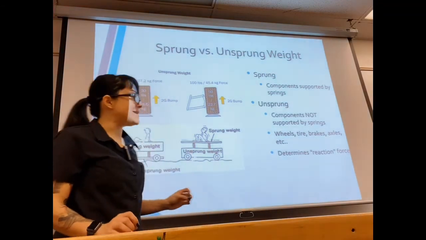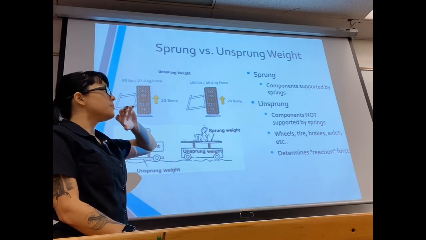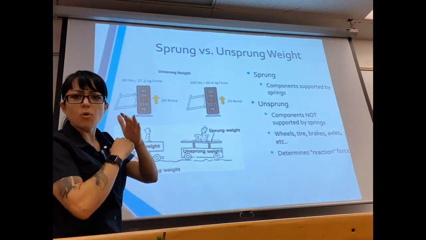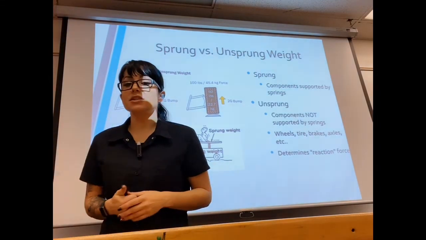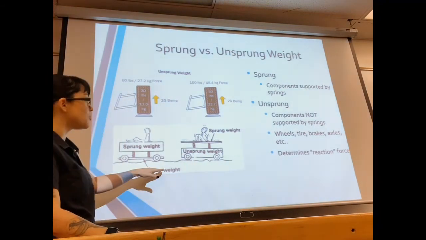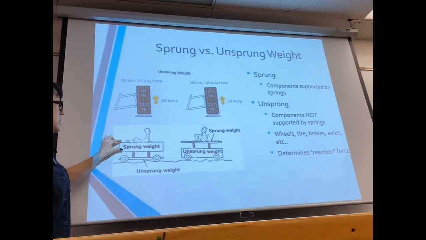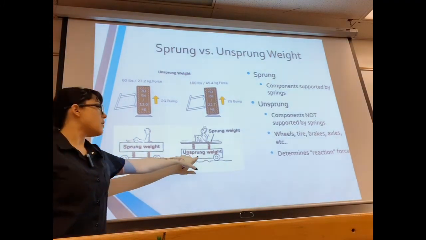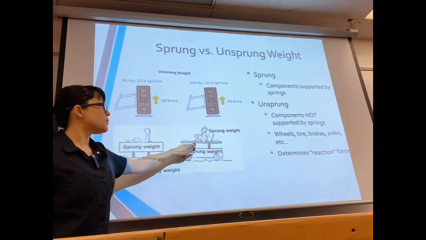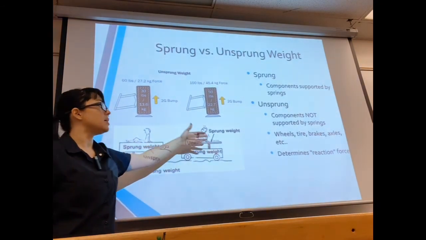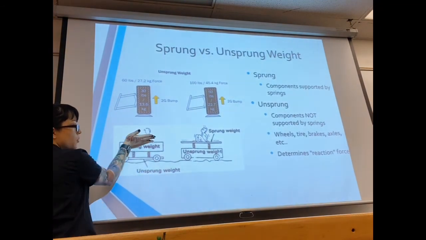Sprung weight is any component that's supported by the spring. So any weight that's essentially being supported by that spring in your vehicle is considered sprung weight. Any weight that's not supported by the spring is considered unsprung weight. I gave you guys a little picture here because I felt it was a great representation. You can see on this side, we've got a lot of unsprung weight. The heaviness of the vehicle is on the wheels, and our springs are supporting just the person in a little bit of sprung weight. On this side, I've got my unsprung weight down here, and most of our weight is sprung weight.